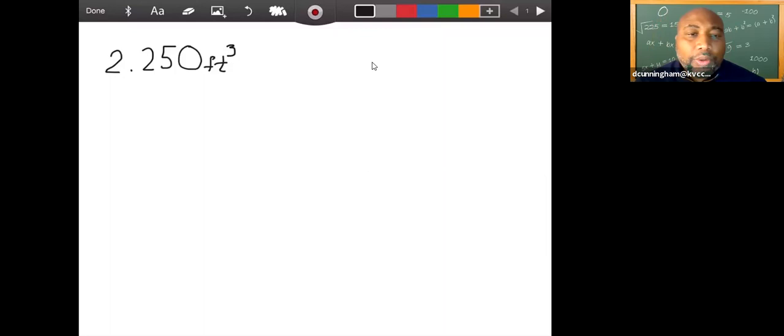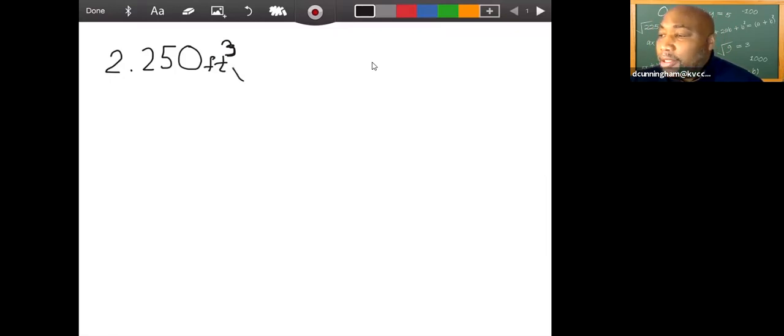So here's our 2,250 cubic feet. And notice I wrote down feet cubed, with the superscript 3. I know it looks kind of different. Now, what we want to do first is make sure everything's in the same unit. So we're going to convert everything into cubic inches.